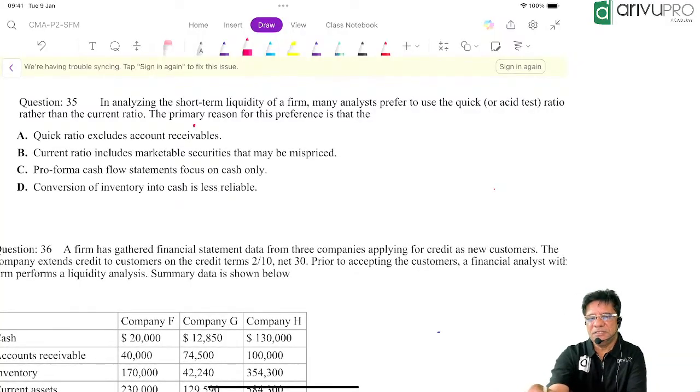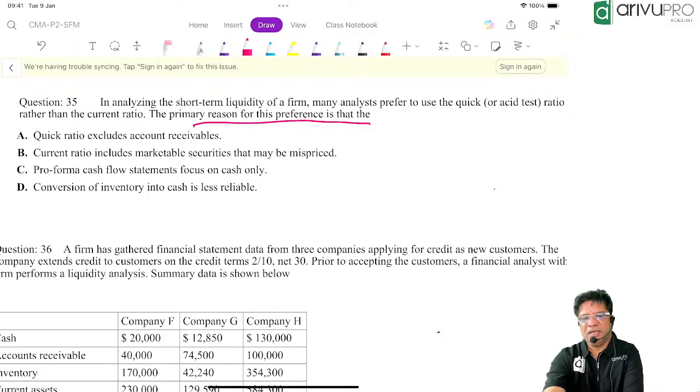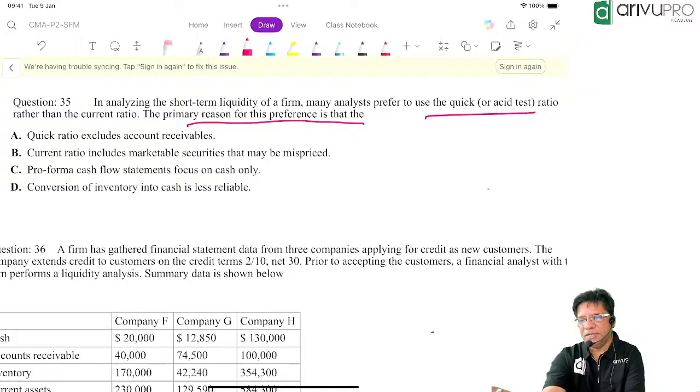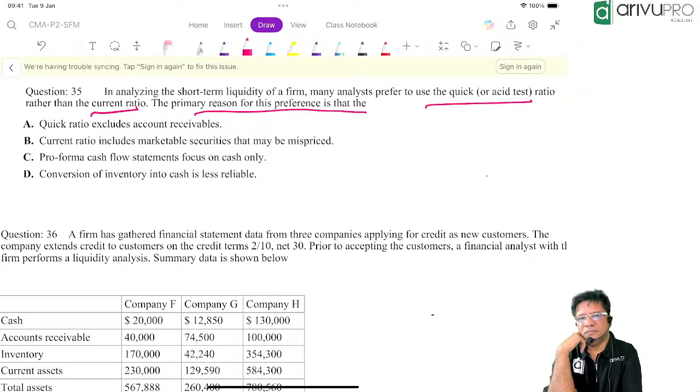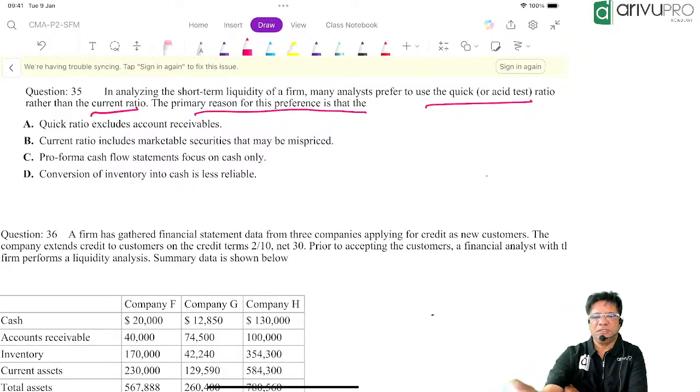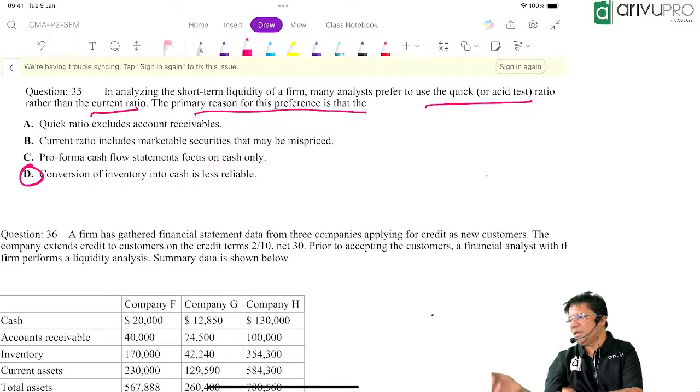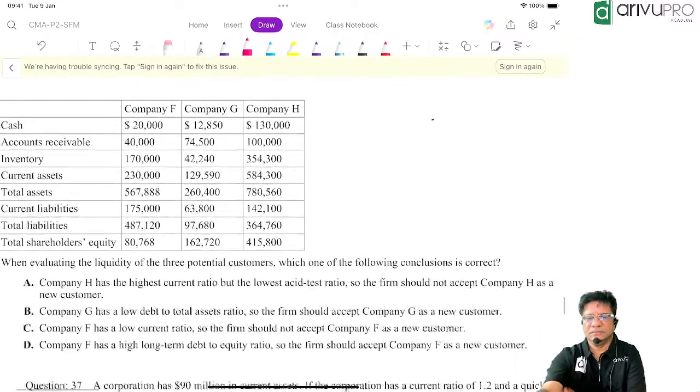The primary reason for this preference is that in analyzing the short-term liquidity of a firm, many analysts prefer to use the quick ratio rather than the current ratio. Why don't people use the quick ratio more than the current ratio? Conversion of inventory into cash is less reliable. The difference between the current ratio and the quick ratio is inventory.